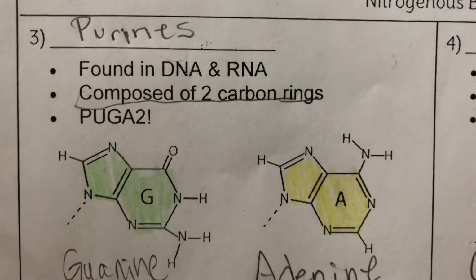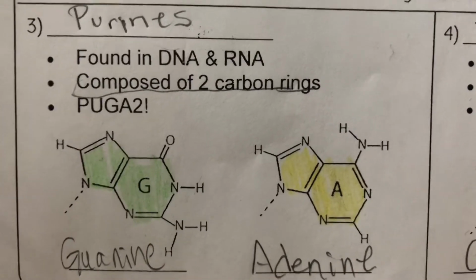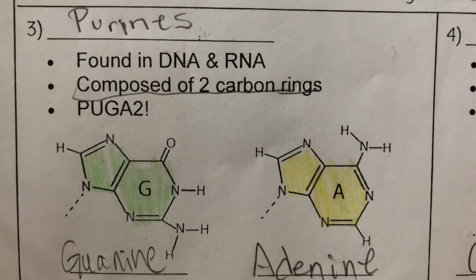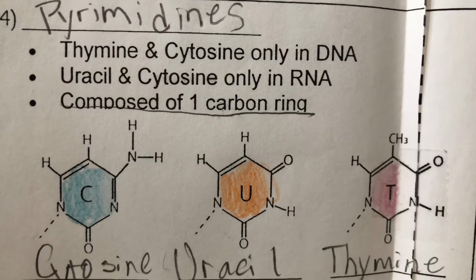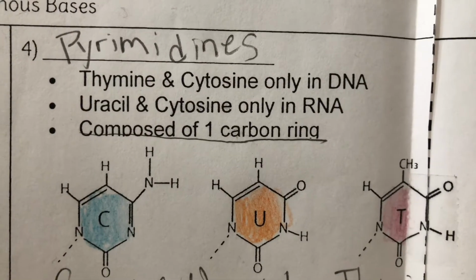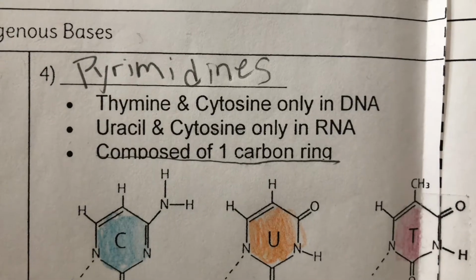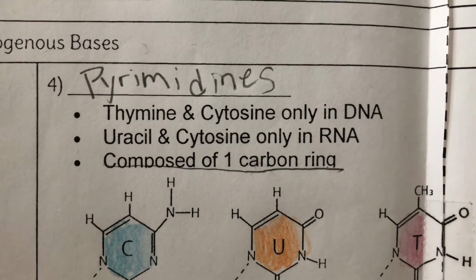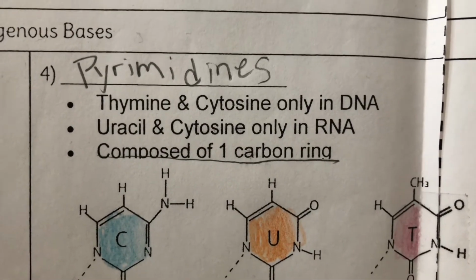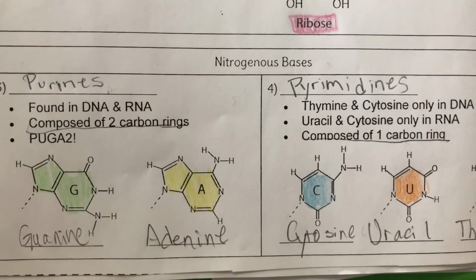Purines are a type of nitrogen bases. They are found in DNA and RNA and composed of 2 carbon rings. Pyrimidines are another type of nitrogen bases. Thymine and cytosine are only found in DNA, and uracil and cytosine are only found in RNA, and they are composed of 1 carbon ring. Pyrimidines and purines always pair together.